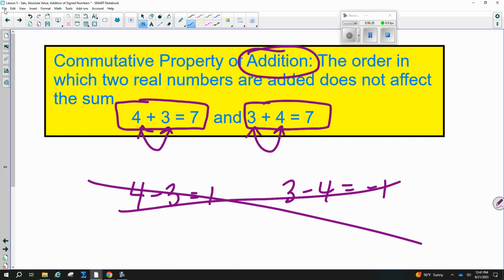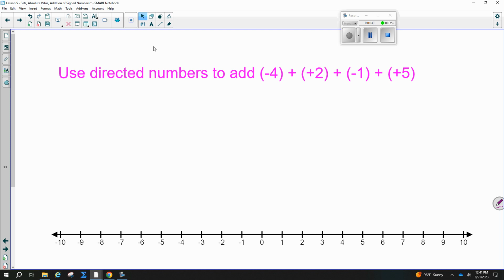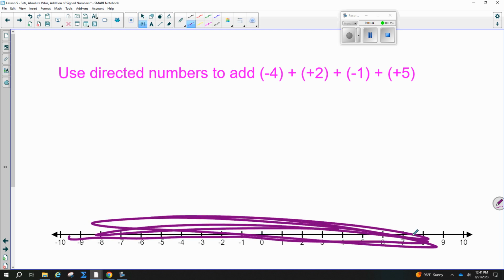All right, so here's another one where they're going to be like, use directed numbers to add. And they're like, do a number line. I feel like that is way more confusing than just adding. So do not do the number line. All right, let's just add. Okay, so I have -4 plus +2 plus -1 plus +5. There's a lot of extra signs in here.